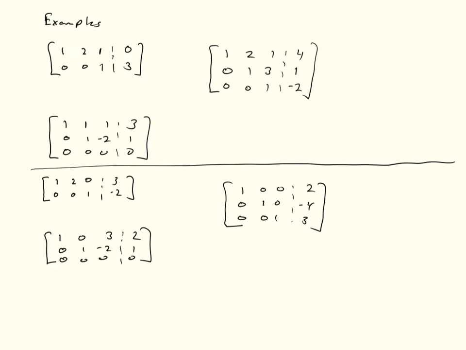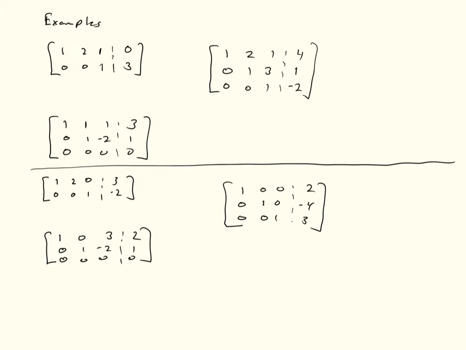Now in reduced row echelon form, what happens, again, is that when you have a leading 1, you're going to have zeros above and below that leading 1. So in this first one that we have, you'll notice that it's in row echelon form, but in this case, where we have a leading 1 here, we have a 0 above it. So that's what puts this into reduced row echelon form. It doesn't matter that that 2 is still there. That 2 does not have a leading 1 associated with it.